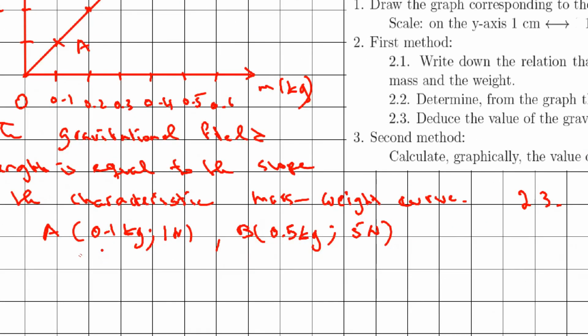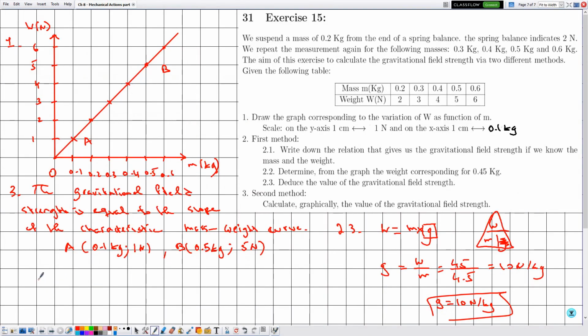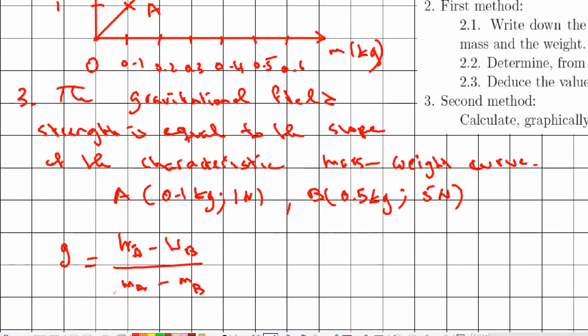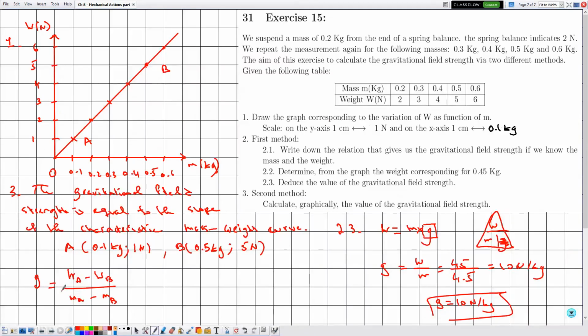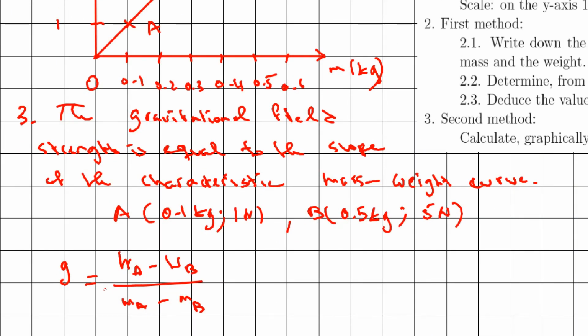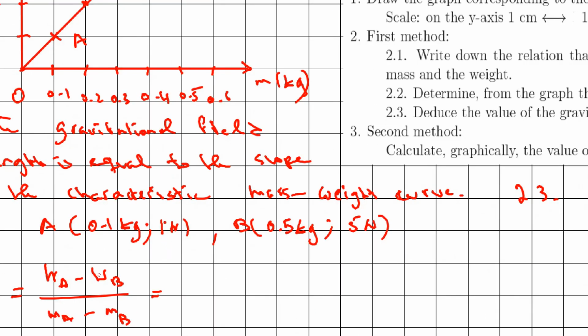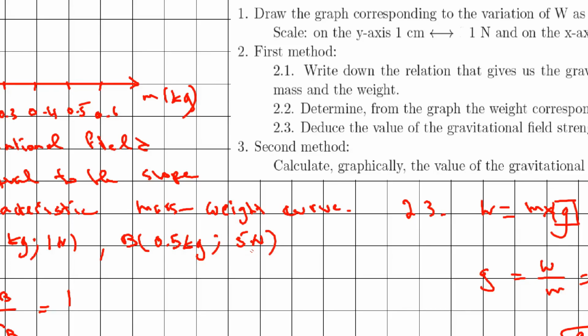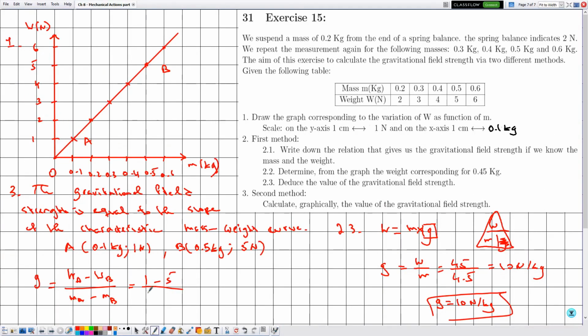Now notice that all of these are in the SI, so we can directly skip step 3 and calculate the value of G, which is given by the weight of A minus the weight of B over MA minus MB, and here we need to respect the order. In the numerator we have started with A, then in the denominator we have started with A as well. So in the numerator and in the denominator we must start with the same point and end with the same point.